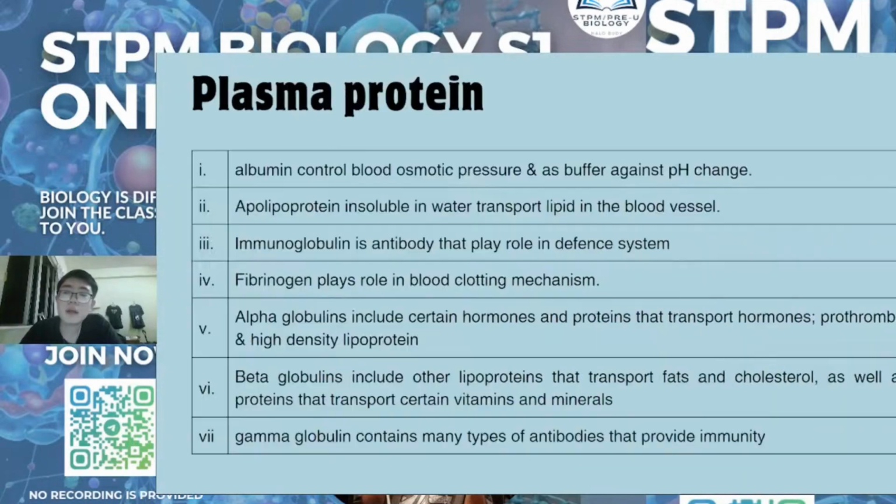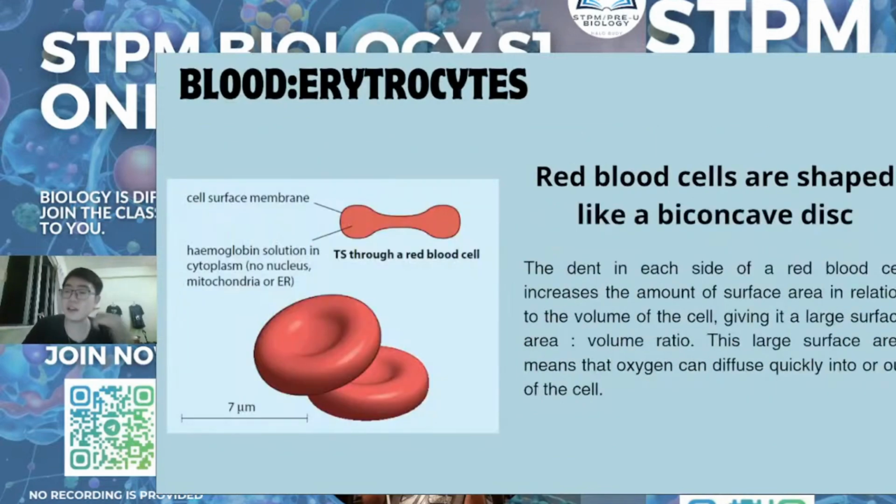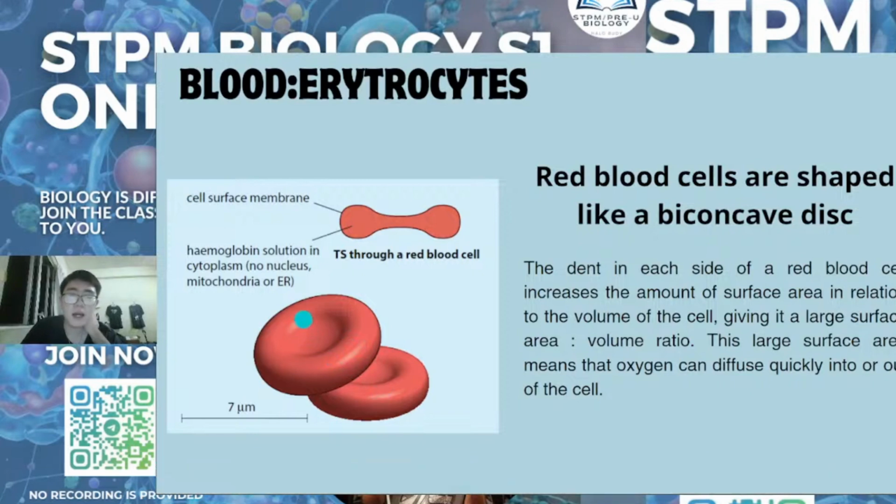So this is just the main structure of the erythrocyte. The first structure is the biconcave disc shape. So why does it have the biconcave disc shape? Because it gives a large surface area to volume ratio. This large surface area means that oxygen can diffuse quickly out of the cell. So the diffusion rate of the oxygen can be faster. On a flat surface, the oxygen would diffuse at a slower rate.